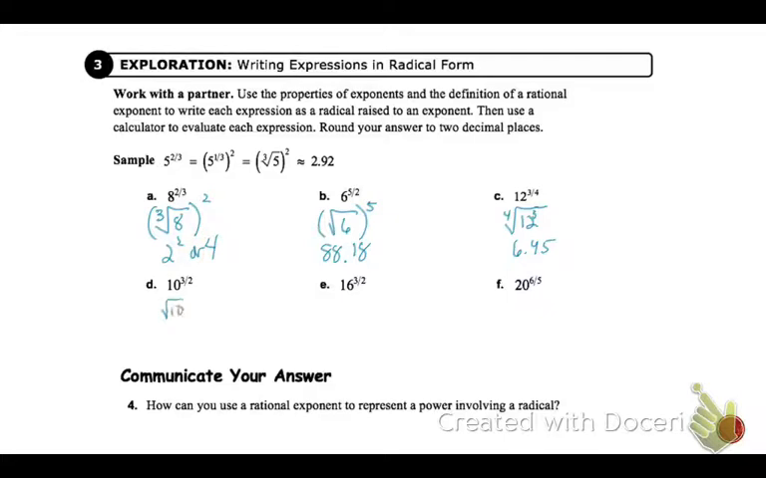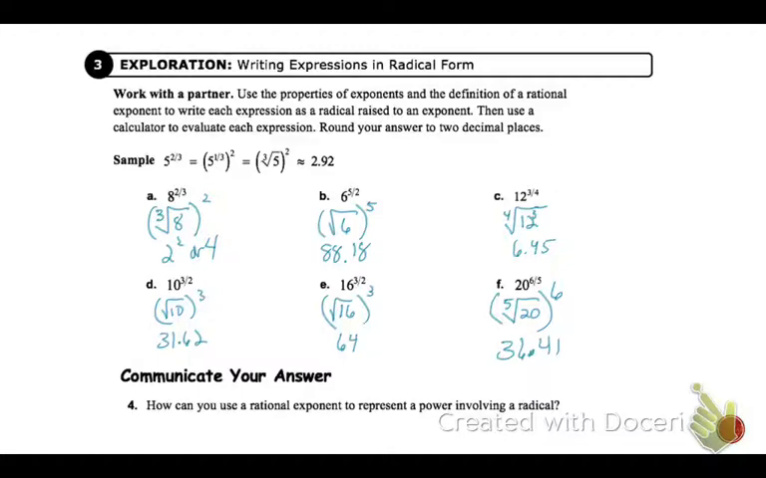10 to the 3/2 power is the square root of 10 raised to the 3rd power, or approximately 31.62. 16 to the 3/2 power is the square root of 16 raised to the 3rd power, or 64. And then finally, 20 raised to the 6/5 power is the same thing as the 5th root of 20 raised to the 6th power, or 36.41.